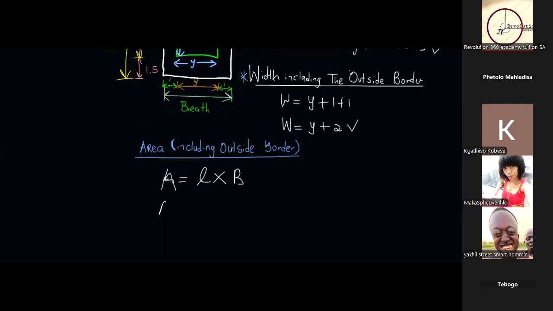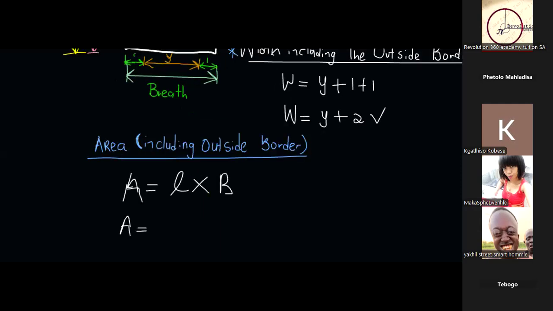So as easy as that, you'll say area equals. So now when you look at our length, it's gonna be x plus 3. You write x plus 3 into our breadth or width, which is y plus 2. So we're gonna have that, right?